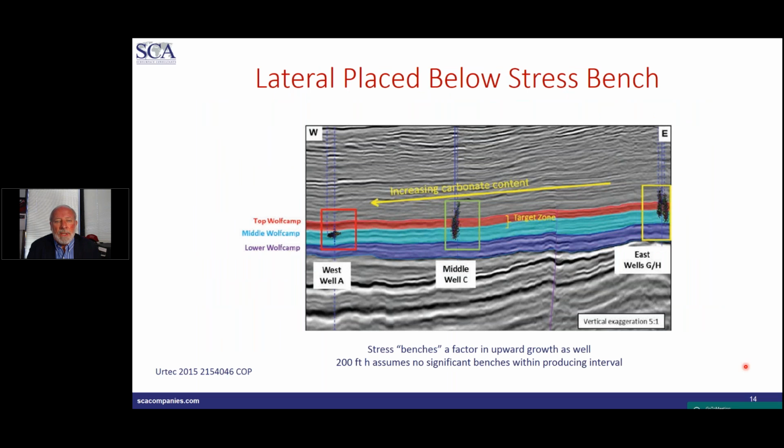Here's an example from the southern Midland Basin where they landed below a lateral. They were trying to target, it looks like the Wolfcamp A is the red part there. They actually landed it down below the barrier and basically weren't able to access the pay on that particular well. The frac went down away from it.